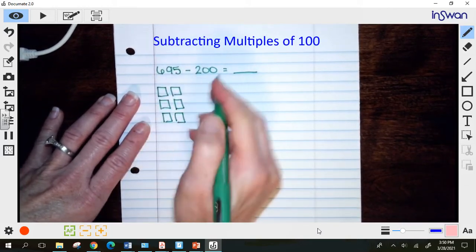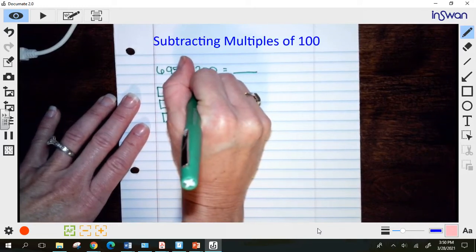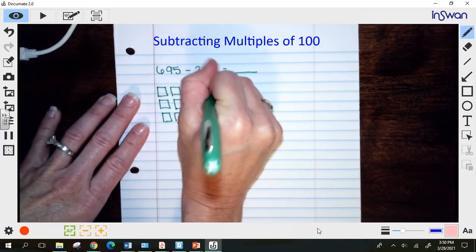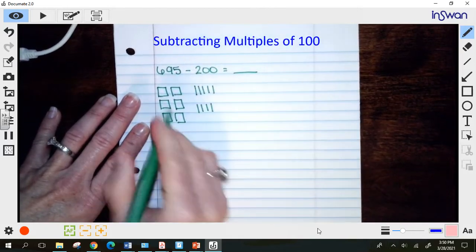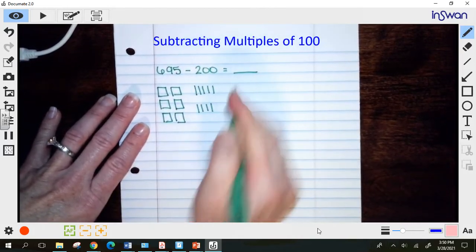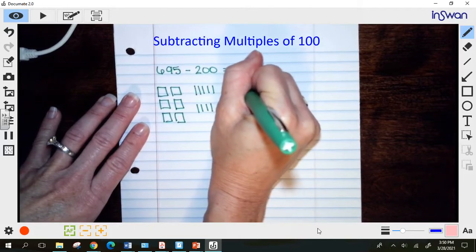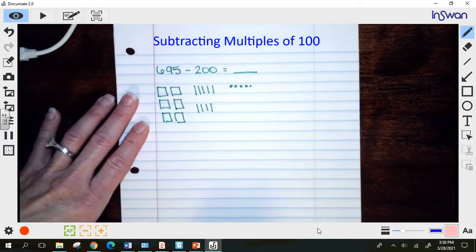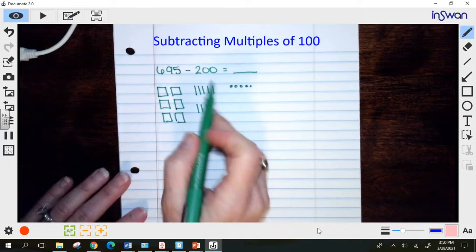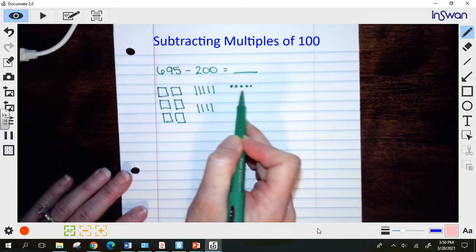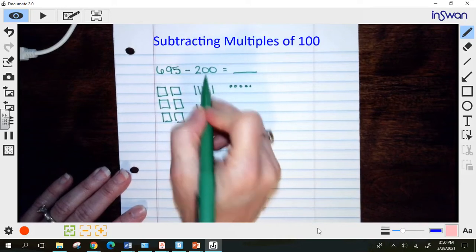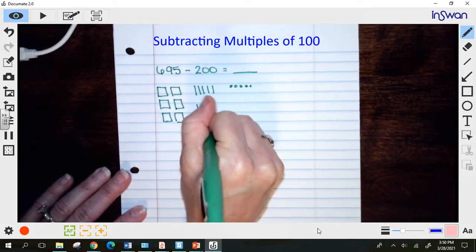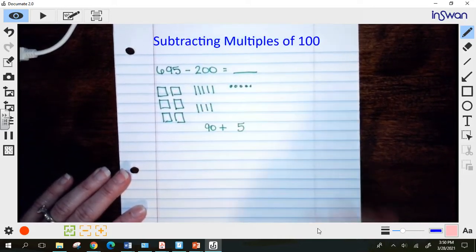90. This is 9 tens that make 90. 10, 20, 30, 40, 50, 60, 70, 80, 90. So I have 600, 90, and then 5 ones. 1, 2, 3, 4, 5. Now I can quickly look at this. There's nothing to take away here. That stays the same. It's still 5. There's nothing to take away from my tens. It stays the same. It is still 90.